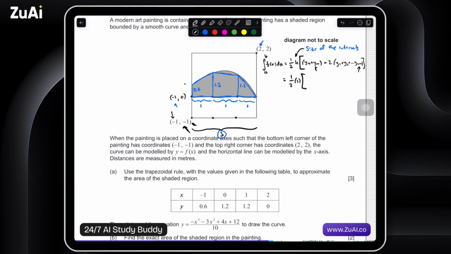The height at the very beginning is equal to 0.6. The height at the end, right here, is equal to 0. Plus 2 times, and these points, remember, are shared by two different trapezoids. It's shared by this trapezoid right here, and also by this one to the right. So that's why we multiply the inner values by 2: this inner value of 1.2, plus this other inner value of 1.2.